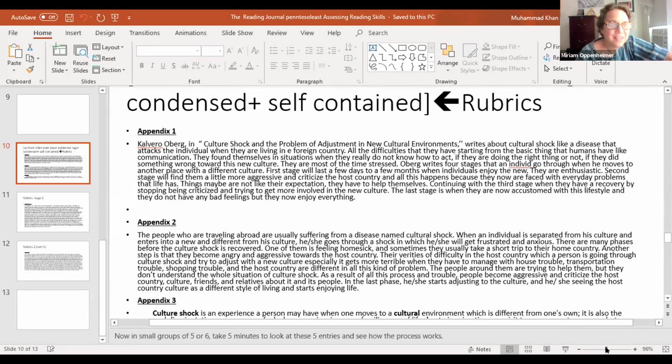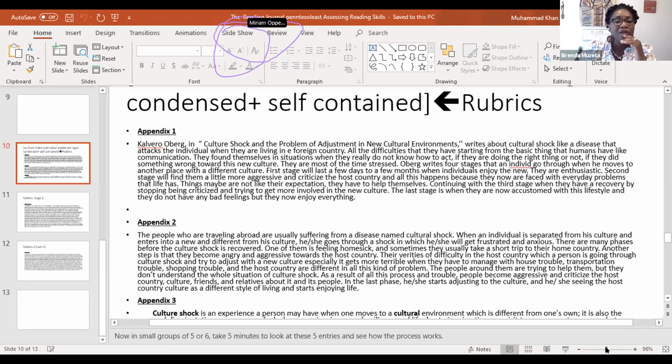Oh, no, sorry, that's not right. And if you go to the slide... I'm already sharing it. My bad. You have to click on this, the slideshow. Then you won't see it.